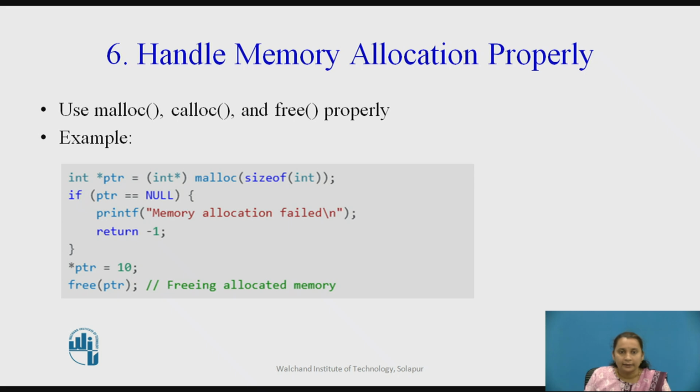Here in this example we are reserving the size of memory for an integer, meaning 4 bytes. We are storing a value within it, and after usage we should immediately free that allocated memory so that it can be reused by another variable. We should not reserve memory unnecessarily; immediately after use we should free it.